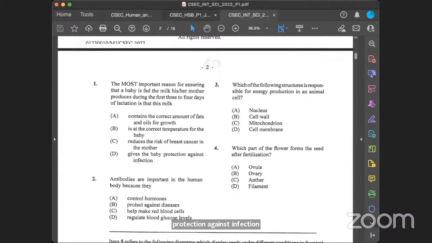What do you call the first milk? What do you call the first milk a mammal produces? Colostrum. In Guyana, we just say pear loose.